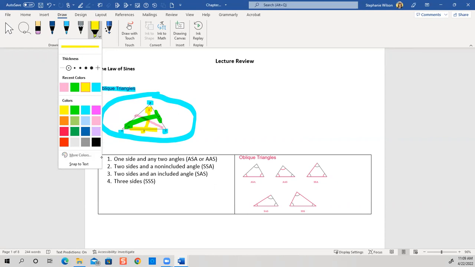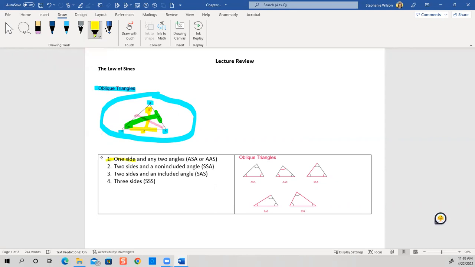Number 1 says if we have one side and any two angles, it can be written as angle, side, angle, ASA, or angle, angle, side, AAS. ASA is showing us that we have this side here, and then these two angles. This one's AAS, and it is these two angles and then one side.